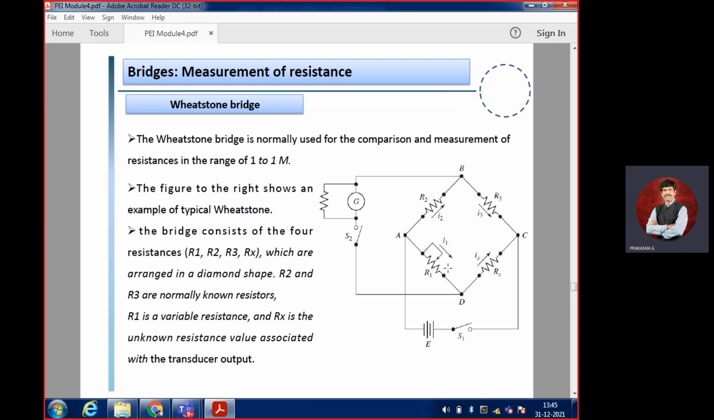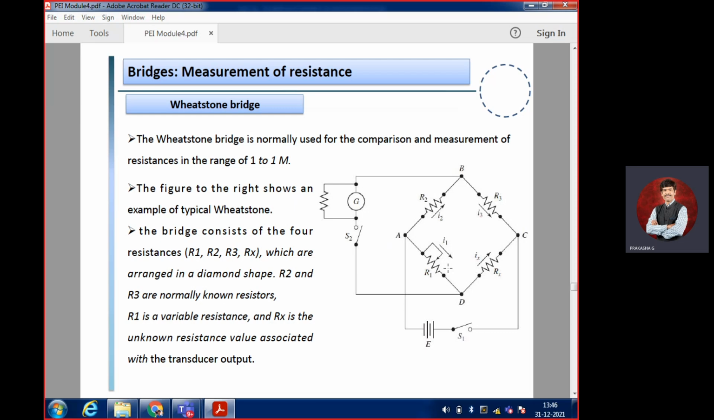The Wheatstone bridge is normally used for the comparison and measurement of resistances, resistances up to 1 mega ohm. If you want less than 1 mega ohm, you can go for the Wheatstone bridge. If you want more than 1 mega ohm, you have to go for the mega ohm bridge. Here, we have already seen this in the lab. The little small change was that this entire line was inside here. Just push it here.